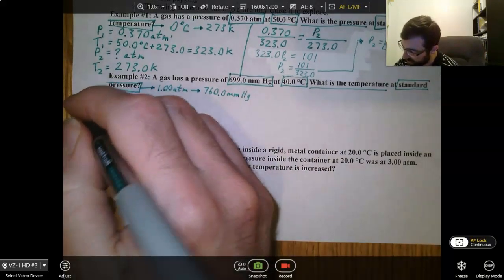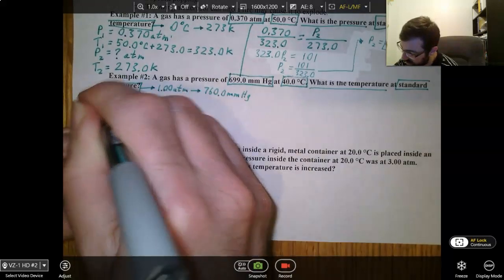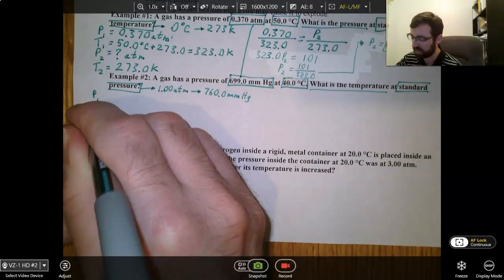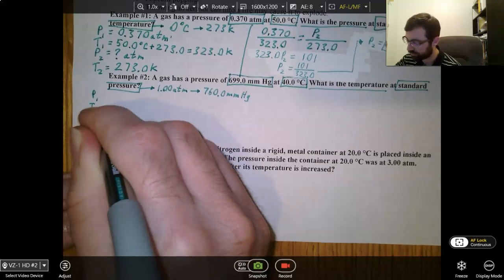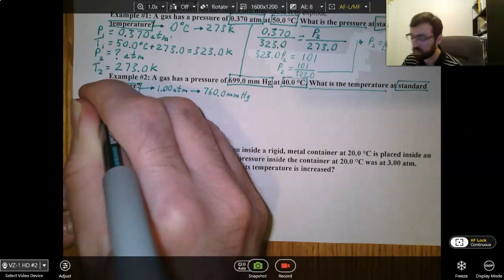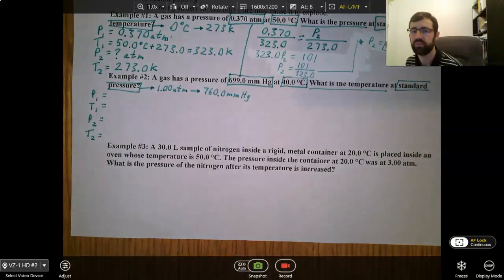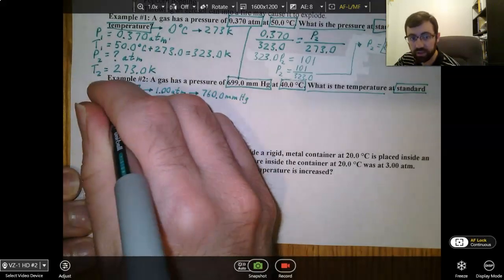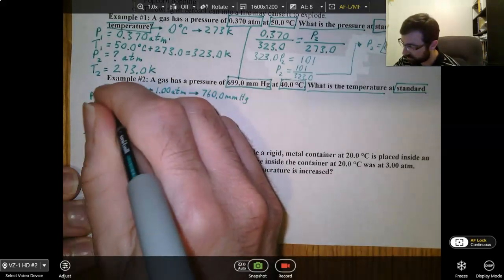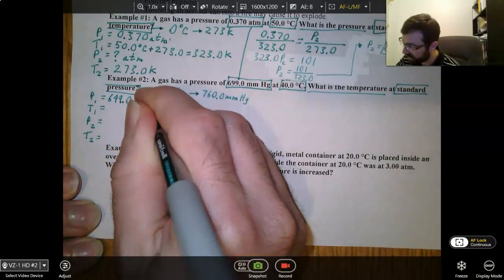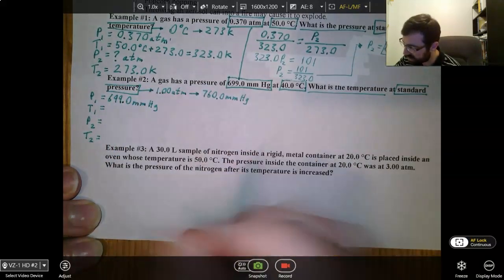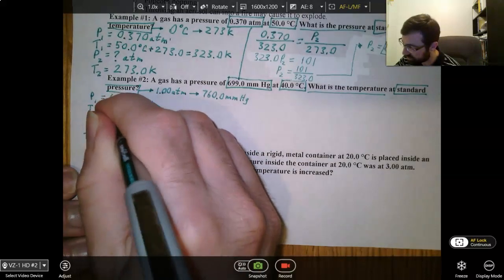So let's write down our variables. P1, T1, P2, T2. P1 is our initial pressure. Sounds like that's 699.0 millimeters of mercury. Okay, T1, 40.0 degrees Celsius.